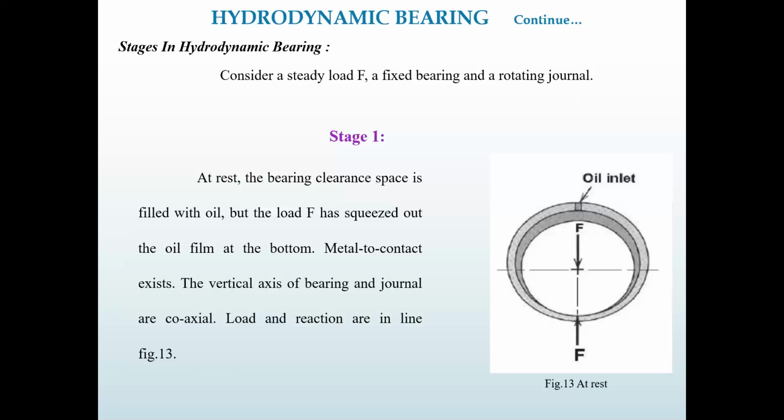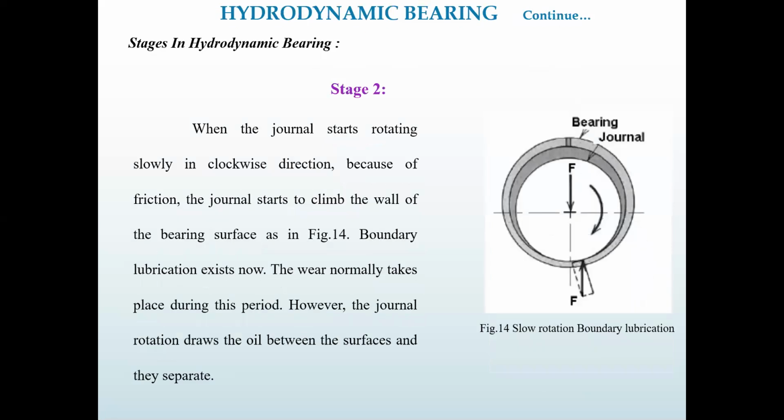If we apply some force on that journal or shaft, then because of that pressure, whatever film thickness was created between journal and bearing is squeezed out by the applied force. Due to that, direct metal to metal contact is created. When we start rotating the machine, we move towards stage number 2.